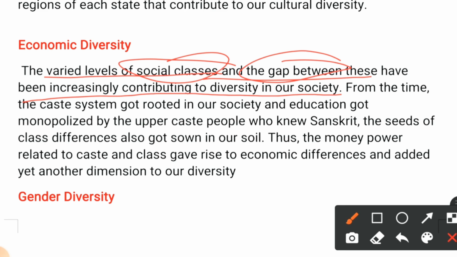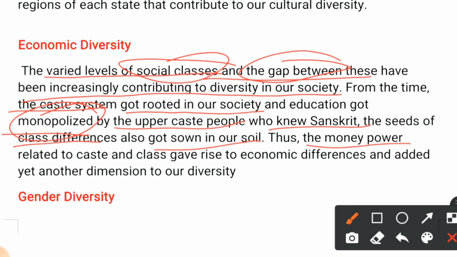From the time the caste system got rooted in our society and education got monopolized by the upper caste people, okay, monopolized means a particular group had command on it. They said that we have our monopoly on it. The people who knew Sanskrit in the olden days were claiming that they had the monopoly on education. The seeds of class difference also got sown in our soil.